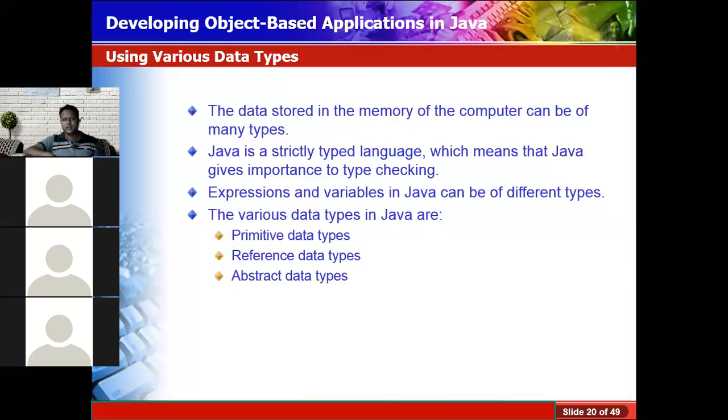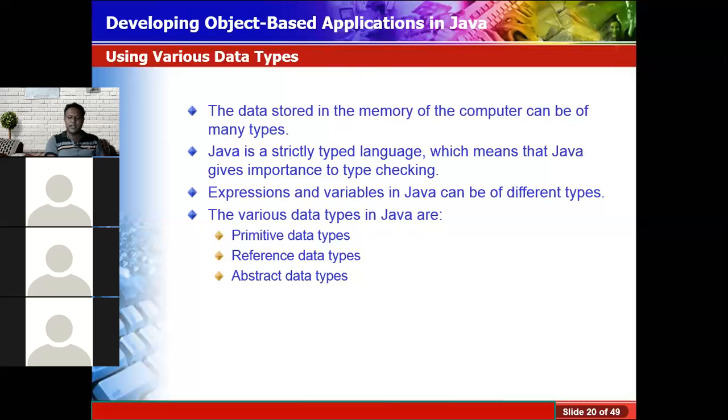Yes sir. So Java is a strictly typed language. That means Java gives importance to type checking. So there are three types of data in Java. One is the primitive data type, which is predefined already, defined by the JVM. Another is the reference data type, and another is the abstract data type. So let's discuss one by one.